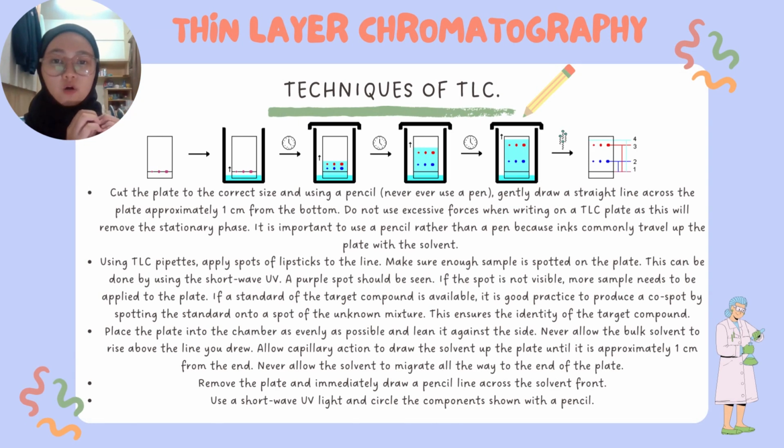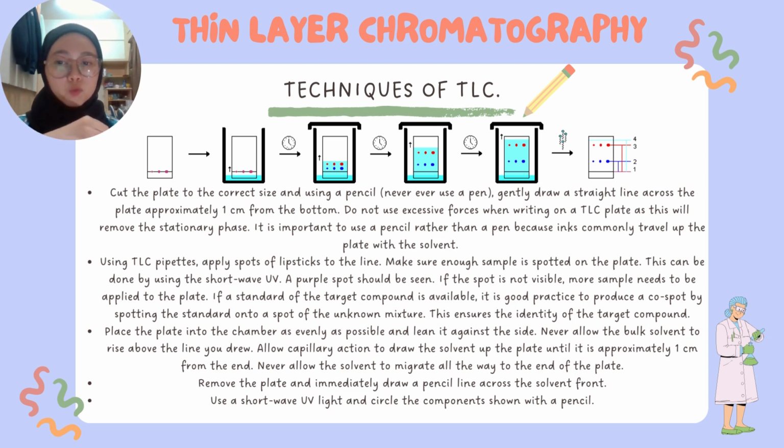So for the techniques of thin layer chromatography, first we cut the plate to the correct size and, using a pencil, gently draw a straight line across the plate approximately 1 cm from the bottom. Do not use excessive force when writing on a thin layer chromatography plate, as this will remove the stationary phase, and it is important to use a pencil rather than a pen because ink commonly travels up the plate with the solvent.